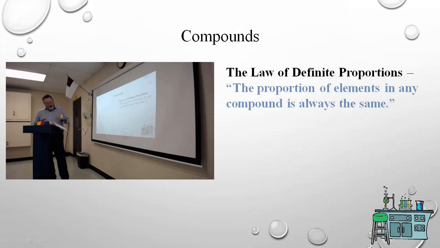So we get into this idea, and it's also on page 54, the law of definite proportions. The proportion of elements in any compound is always the same. I like to use the analogy of a recipe here. In chemistry, we're always trying to get to the perfect recipe. The perfect recipe for something.